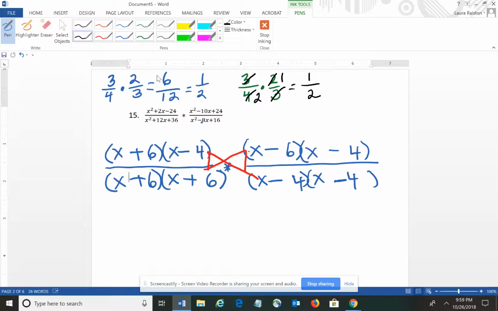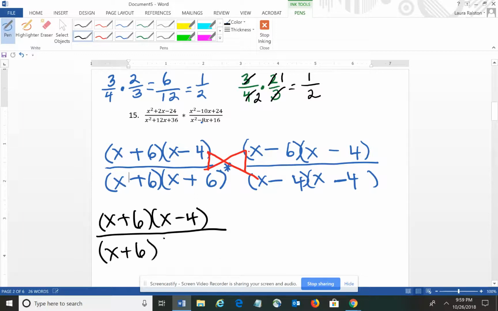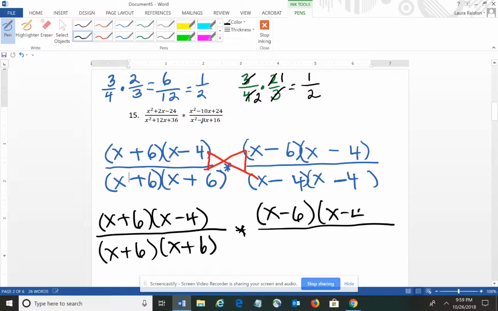So I'm going to rewrite this here for a minute so we'll have it. So x plus 6, x minus 4, x plus 6, and x plus 6 times x minus 6, x minus 4, and then x minus 4, x minus 4. Now I'm going to do the simplification. I'm going to divide out the things that I can in the numerator and the denominator.